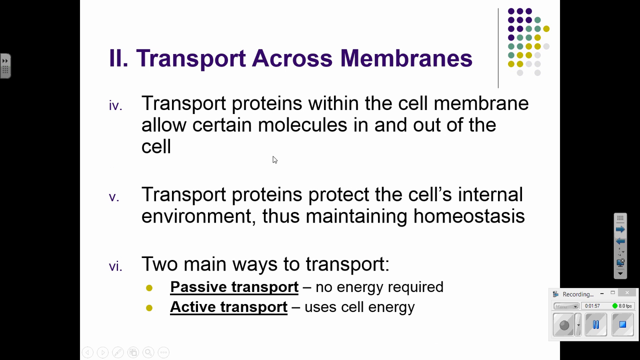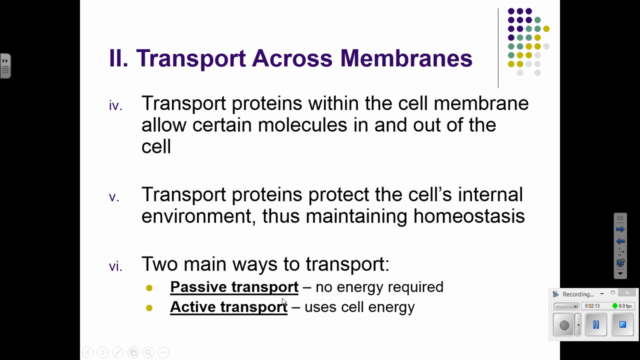So we use these things called transport proteins. Basically, they're embedded within the cell membrane, and they don't take up a lot of space, but what they do is they help us maintain homeostasis. They're going to help regulate what gets to come in, and there's two ways that we use them.